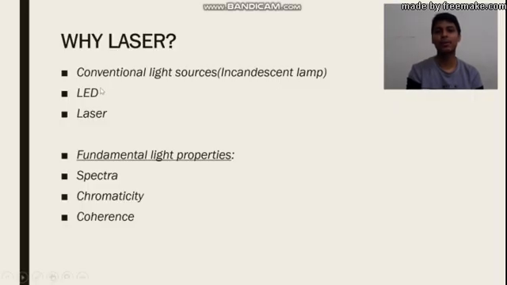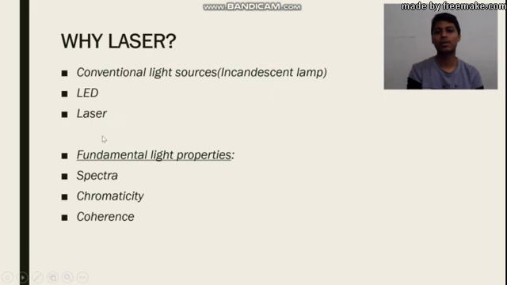If we break down all the light sources, we can briefly find three sources of light, namely conventional light sources, LED and laser. If we compare these three light sources on the basis of three fundamental light properties, we can conclude that laser is far superior to conventional light sources and LED.